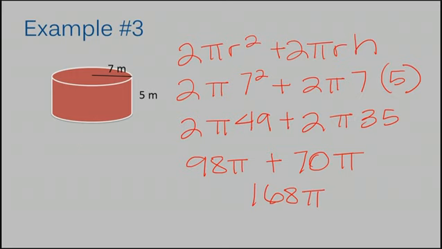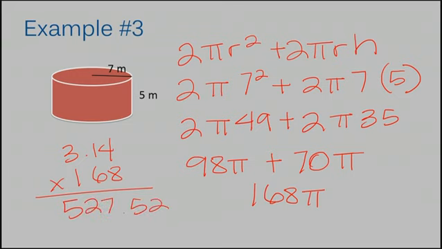When I multiply 3.14 times 168 off to the side of my paper, I get 527 and 52 hundredths. So that means my answer is 527 and 52 hundredths. My units are meters squared. That was my last example. Let's take a quick recap.